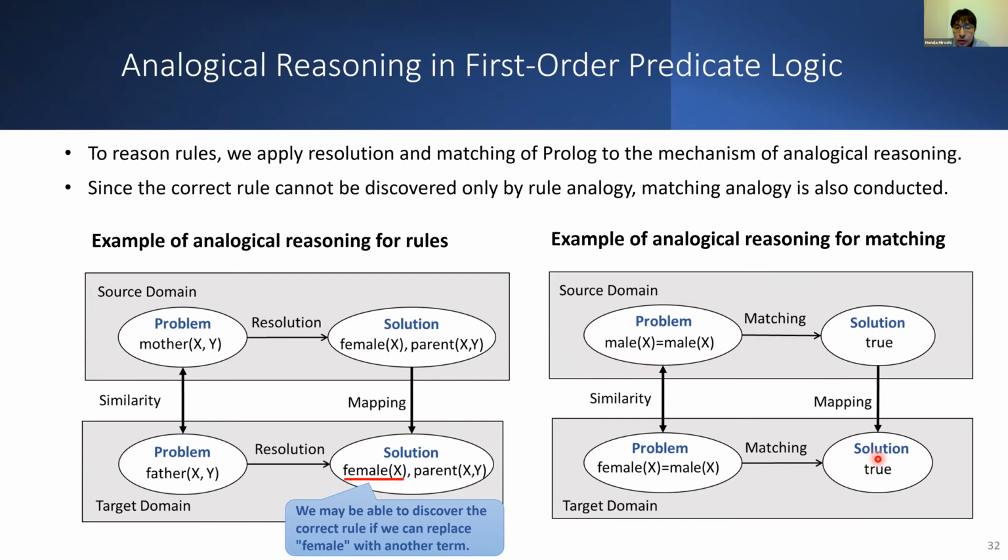This allowed us to discover the correct rule. If X is a male and X is Y's parent, then X is Y's father. We achieved analogical reasoning for rules and matching using Neuro-Symbolic AI.